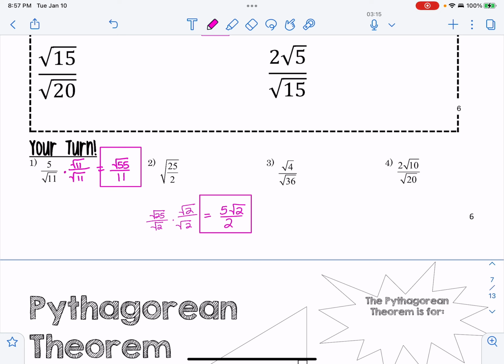All right, the next one, square root of 4, which is perfect, over the square root of 36, which is also perfect. So that's going to be 2 over 6. Simplify that. That's it. That's your answer.